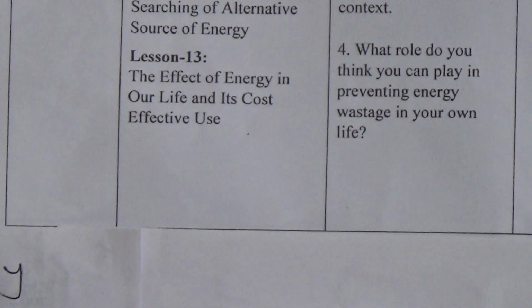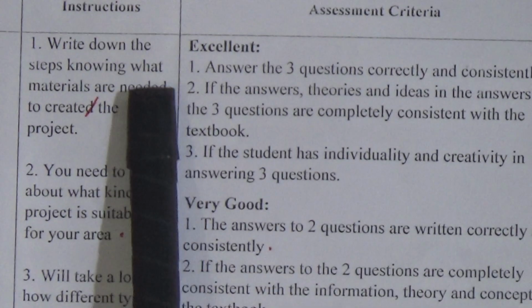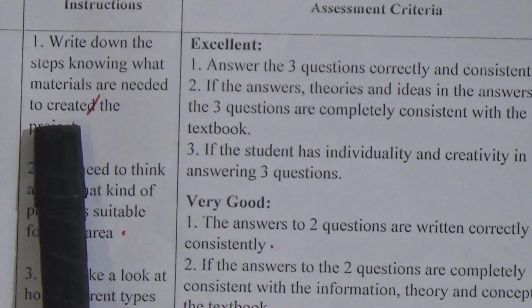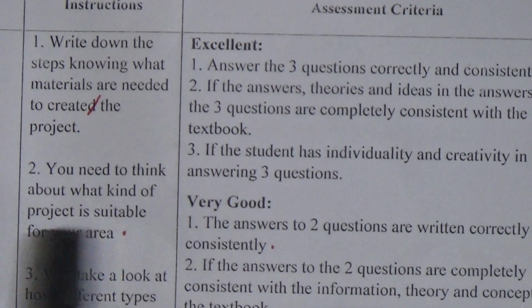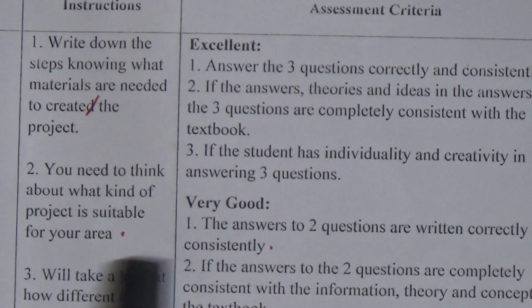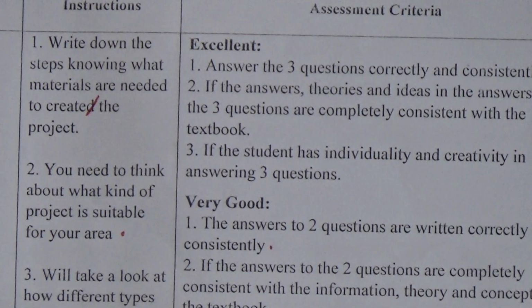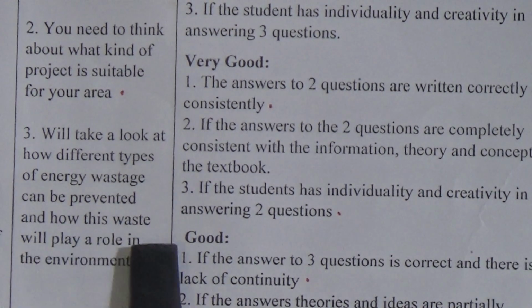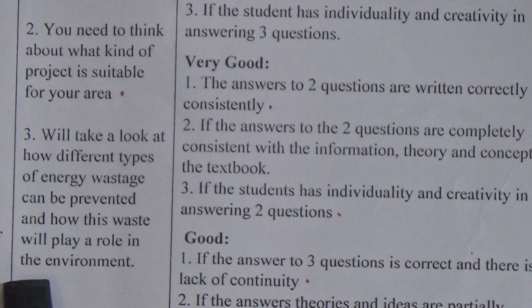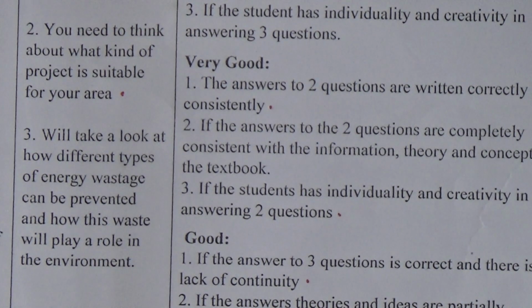So my dear students, here are also given instructions. Number 1, you write down the steps knowing what materials are needed to create the project. Number 2, you need to think about what kind of project is suitable for your area. And number 3, we'll take a look at how different types of energy wastage can be prevented and what role this waste will play in the environment.